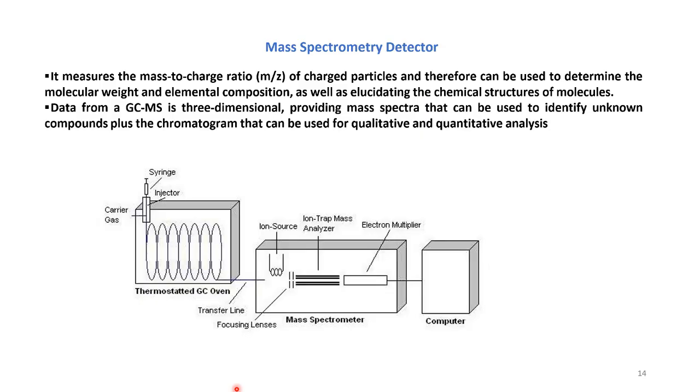So the most widely used is gas chromatography. The mass spectrometer is normally a spectrometry technique individually also, but it is also coupled with liquid chromatography or gas chromatography, and it gives a better sensitivity. It measures the mass to charge ratio of charged particles, and therefore can be used to determine the molecular weight and elemental composition, as well as elucidating the chemical structure of molecules. Data from the GCMS is three-dimensional and provides mass spectra that can be used to identify unknown compounds, plus the chromatogram that can be used for qualitative and quantitative analysis.